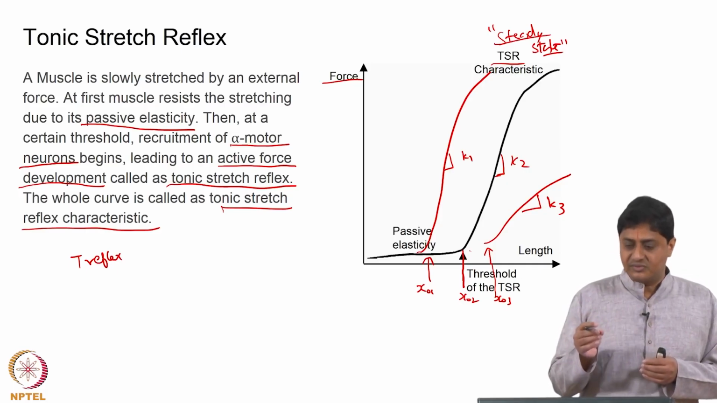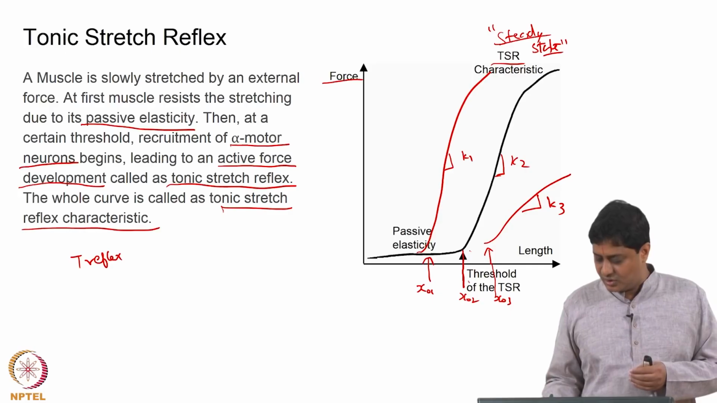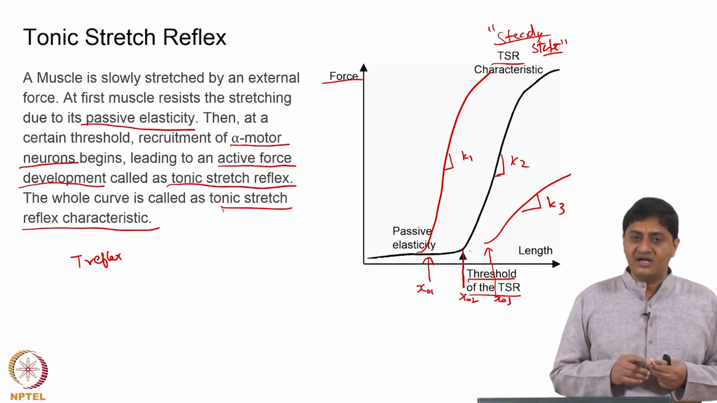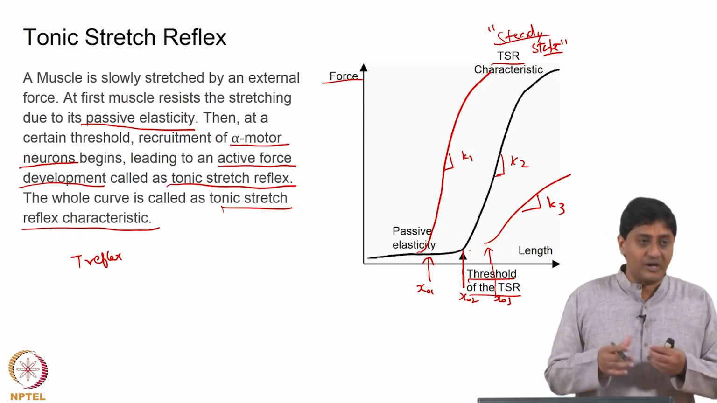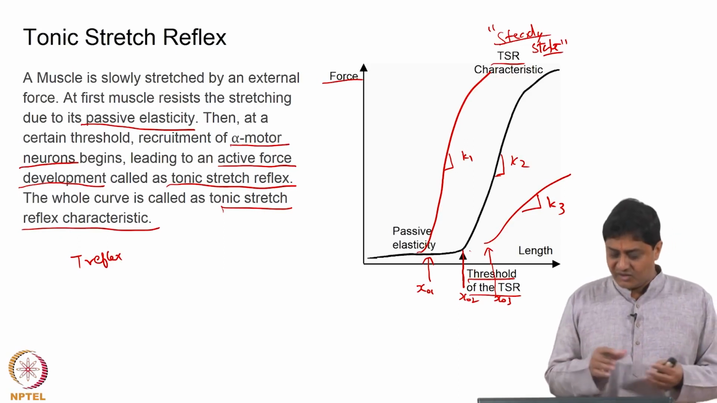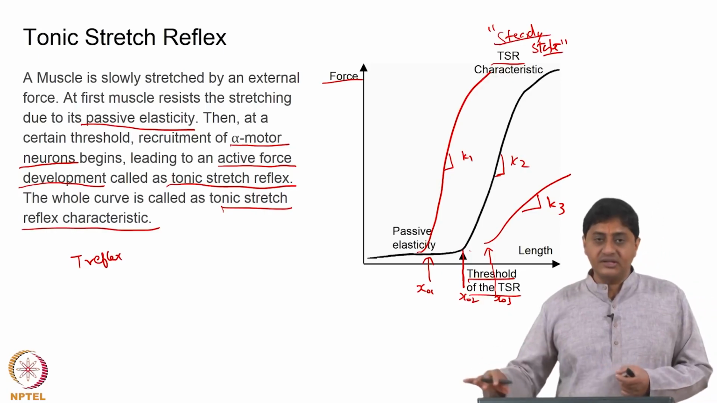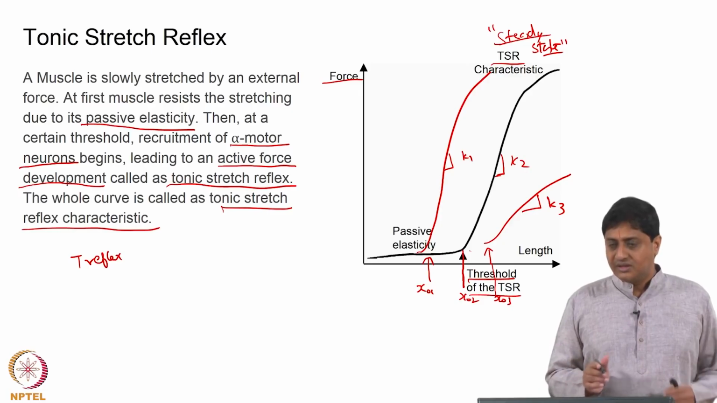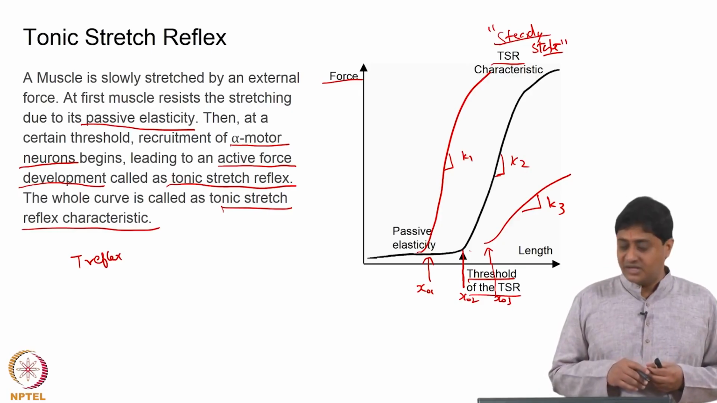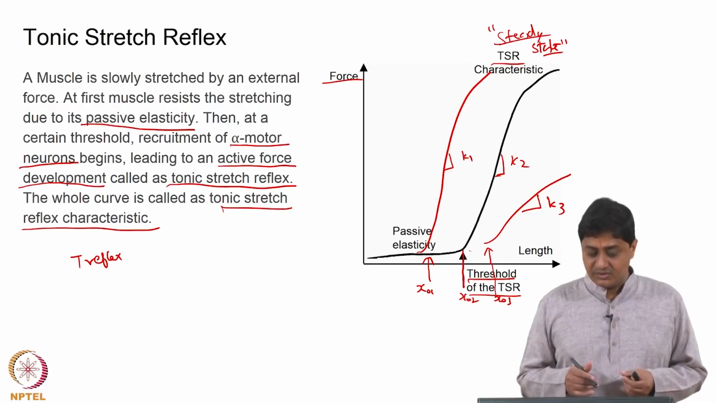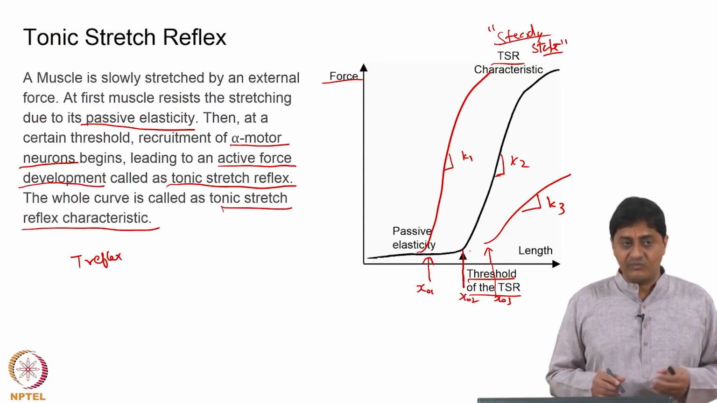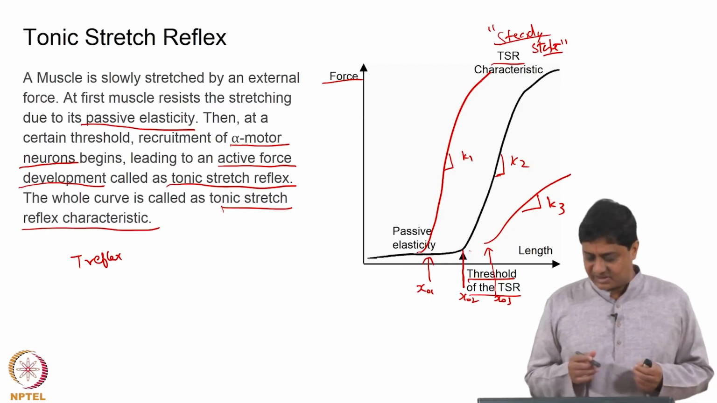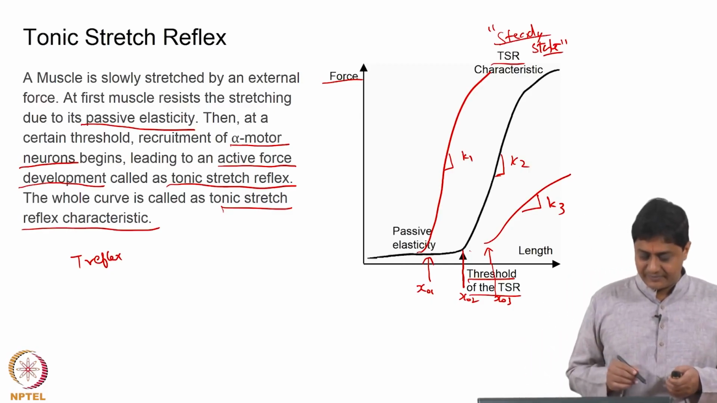Now, there is a whole theory that talks about how this parameter, that is the threshold of the tonic stretch reflex alone, can serve as a control parameter for movements. Okay. We will talk about that in future classes. For now it is sufficient for us to know that there can be multiple thresholds and there can be multiple slopes. So, it is way more complicated than what we have seen in the previous cases of monosynaptic and disynaptic reflexes.